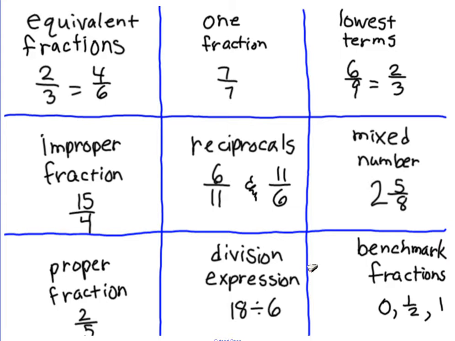A division expression is when you have a dividend divided by a divisor, but you do not have the quotient because this is an expression, it's not an equation, so it does not have an equal sign or the equivalent amount after it. Benchmark fractions are 0, 1/2, and 1, and we'll refer to these when we are doing rounding of fractions.